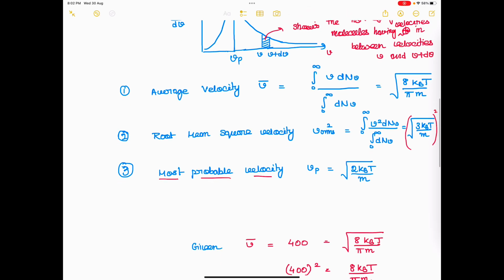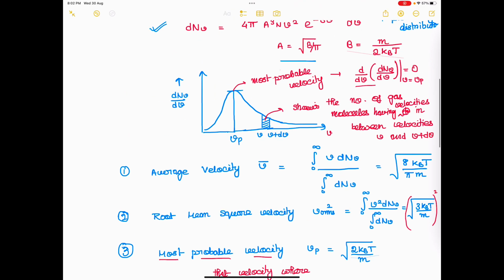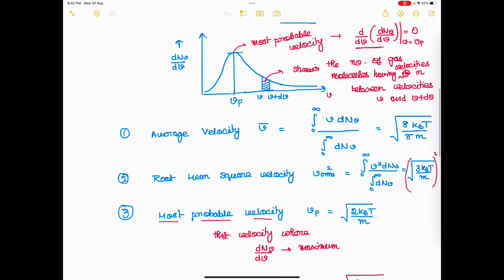velocity. So we can also write that velocity where dN_v/dv becomes maximum. And its value comes out to be root over 2 kBT by m. If you just follow this particular expression and differentiate this distribution, then we will get Vp equal to root over 2 kBT by m.